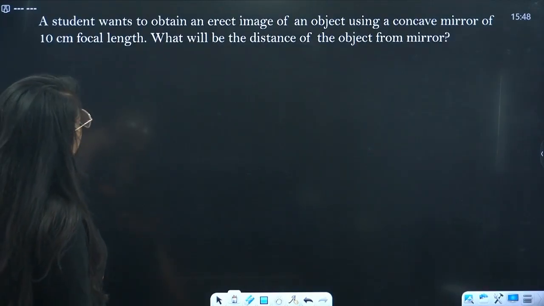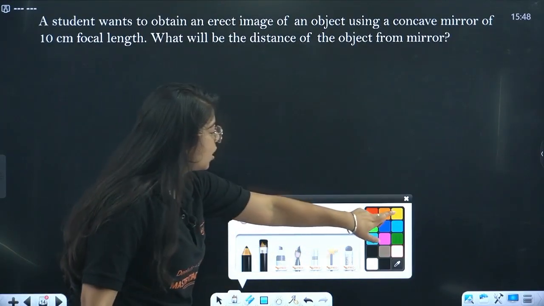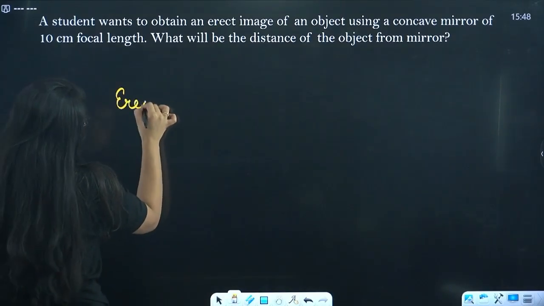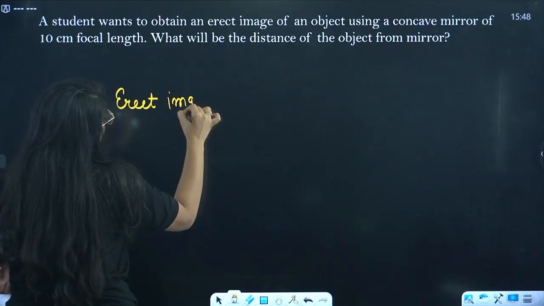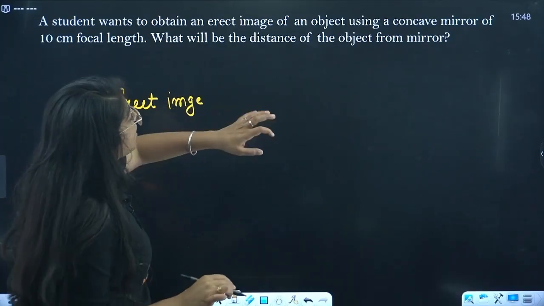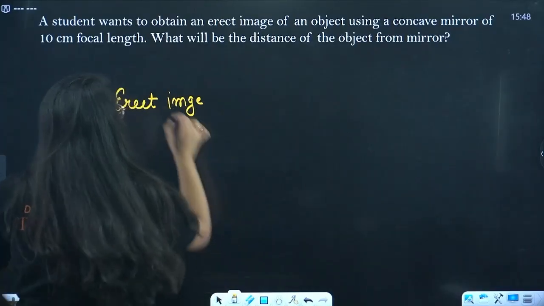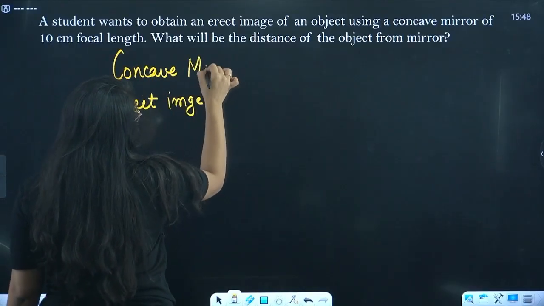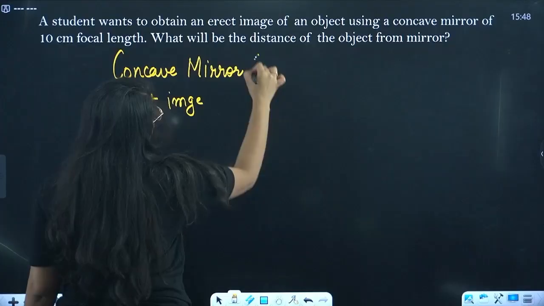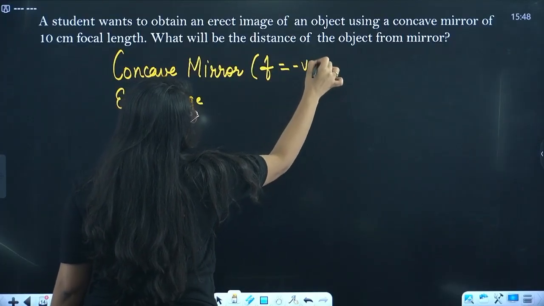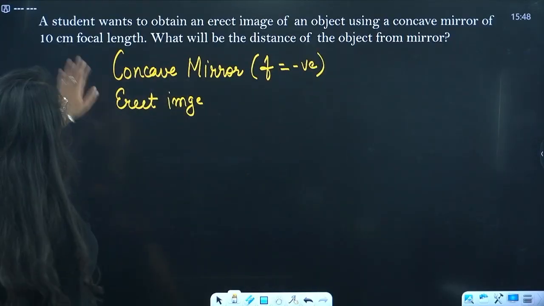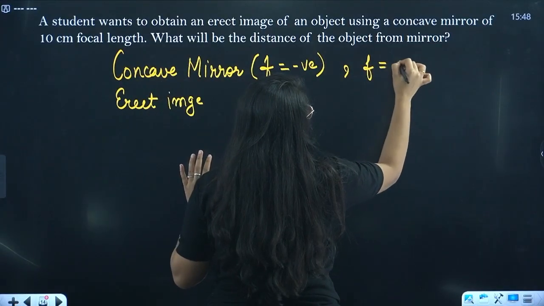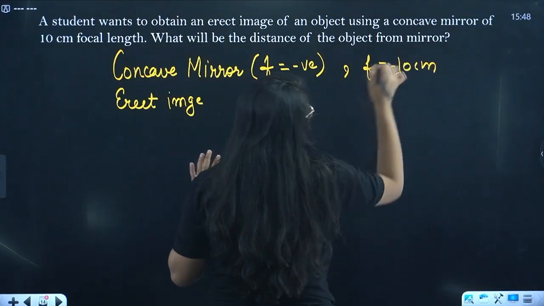A student wants to obtain an erect image. Okay, erect image is our goal. Of an object using a concave mirror. Now which mirror is given to us? We are given a concave mirror and its focal length is what? Sign of focal length is negative. Very good. Now of 10 centimeter focal length. Okay, now focal length is also given. Focal length is 10 centimeter and it will be negative.